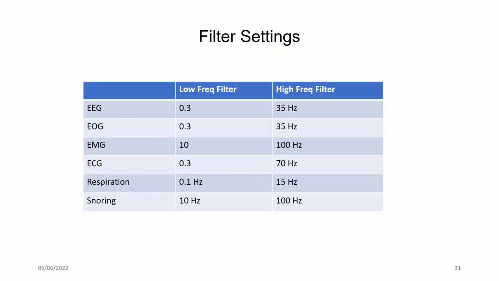Now these are the filter settings recommended by AASM, which is 0.3 hertz, 35 hertz. EOG is again 0.3 to 35. EMG is 10 hertz, 100 hertz. ECG is 0.3 and 70. Respiration is 0.5, 15. And snoring is 10 and 100 hertz. This is recommended by AASM, and they generally ask these questions in the exam.